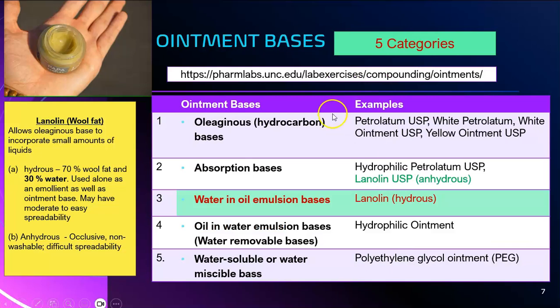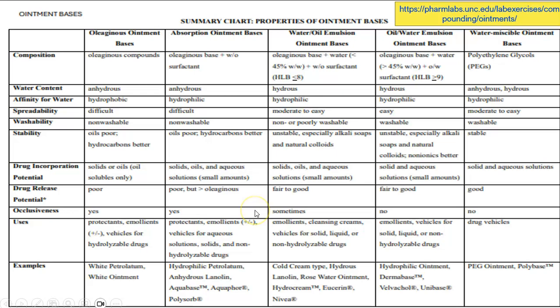But if you explore some other websites, for example, Formlabs, you will see that they have 5 categories. The extra one, based on exploring the site, is an emulsion base again, but this time it is hydrous lanolin. The anhydrous form is the absorption base. The one which already has water in it is the hydrous form. As we can see, lanolin in the hydrous form carries 30% water, and this makes it moderate to easy in terms of spreadability. The anhydrous one, however, which is pure wool fat, is normally occlusive, non-washable, and difficult to spread.